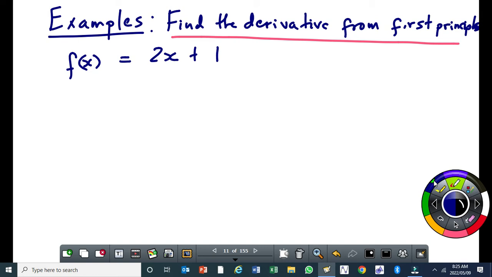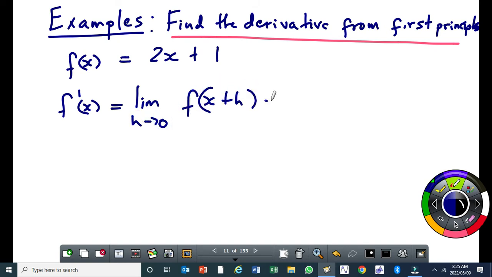If we want to use the definition of a derivative from first principles, it means that we have to use this formula: f prime of x is equal to the limit as h tends to 0 of f of x plus h minus f of x, all over h. Since it's linear, it's a very straightforward function. I'm not going to determine f of x plus h separately, but I'm just going to substitute.